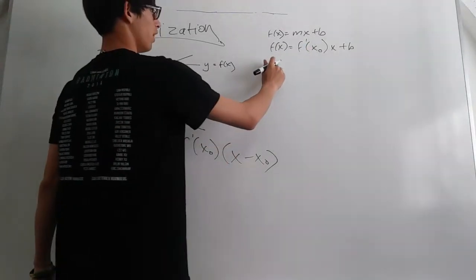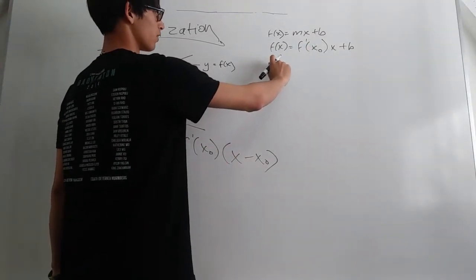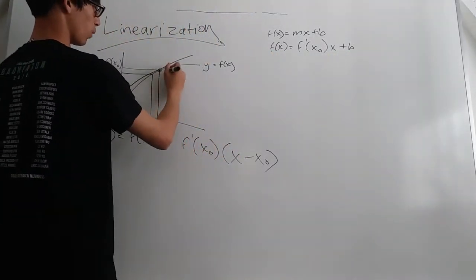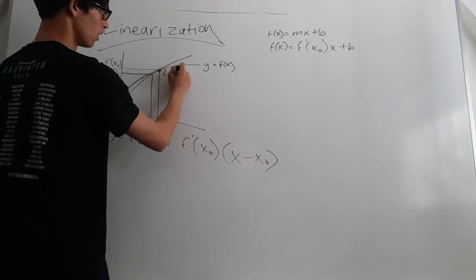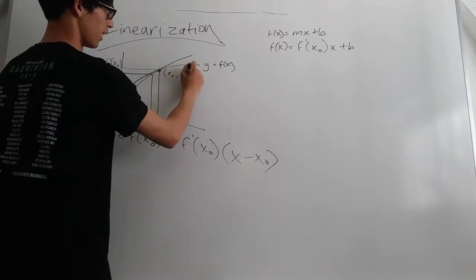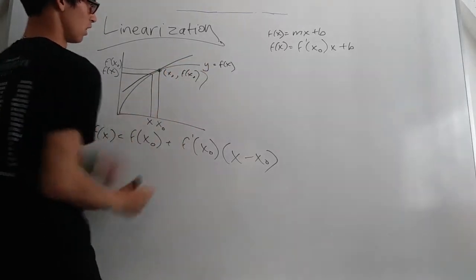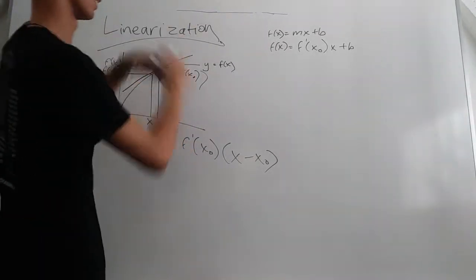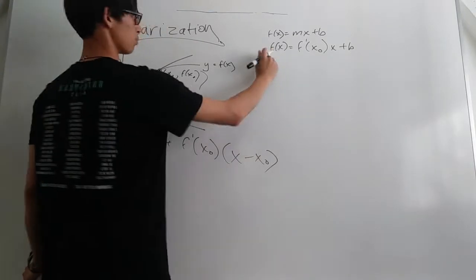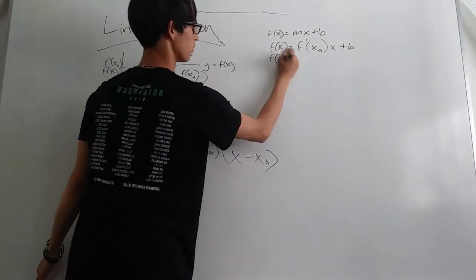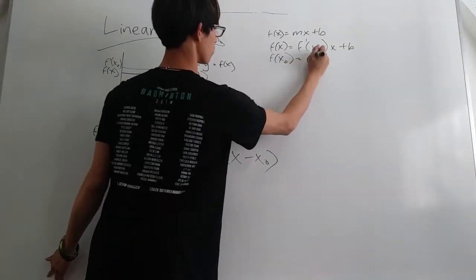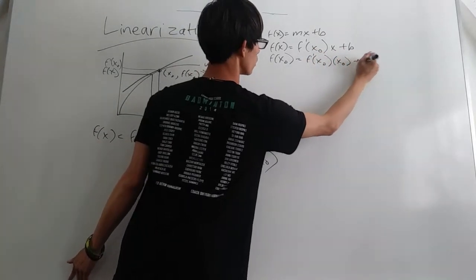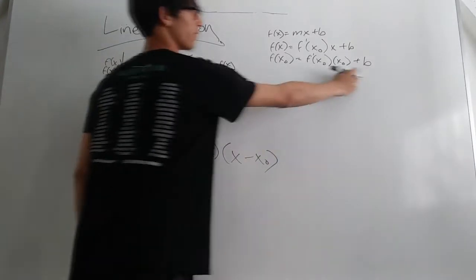From here, we can sub in that one point, (x0, f(x0)). That's the point where the line passes. If we plug that into this equation, it gives us f(x0) = f prime(x0) times x0 plus b. Now we just need to find b.